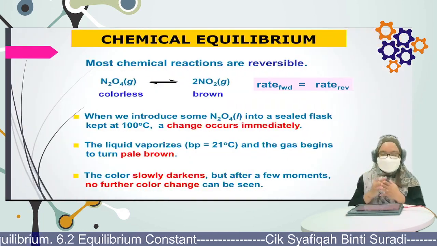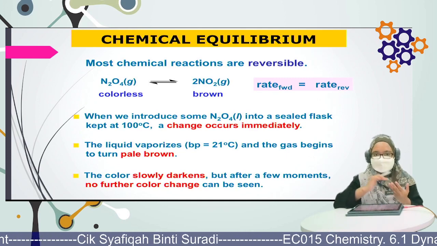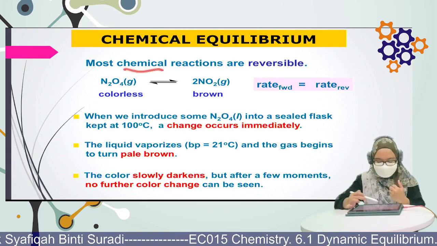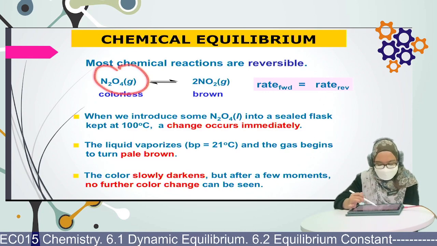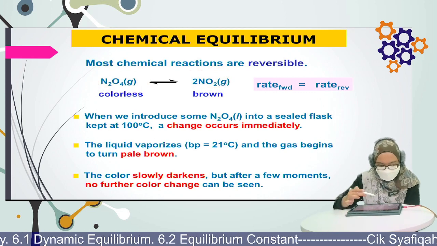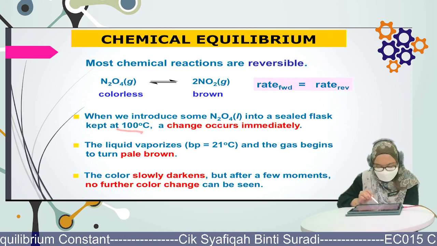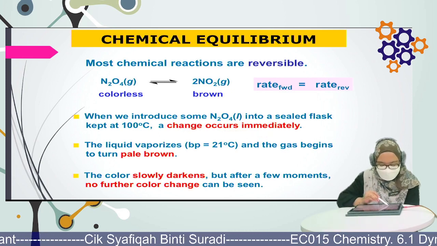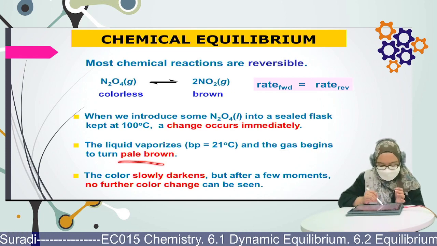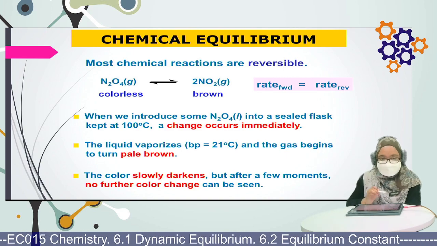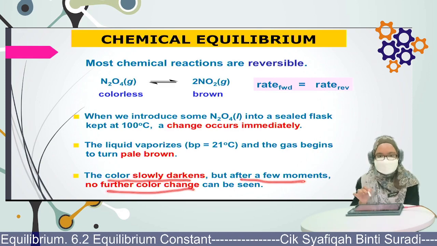So next one is chemical equilibrium. Chemical equilibrium yang kita cakap pasal dynamic equilibrium tadi tu. Dekat sini dia tekankan lagi yang most chemical reactions are reversible. Dekat sini kita ada contoh, N2O4 dengan NO2 gas. When we introduce some N2O4 liquid into a still flask at 100 degrees Celsius, a change occurs immediately. So the liquid here vaporizes at 21 degrees Celsius and the gas begins to turn brown. Bila dah berlaku reaction, the colour slowly darkens, but after a few moments, no further colour change can be seen.